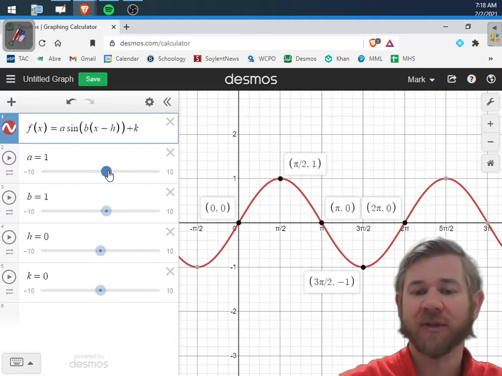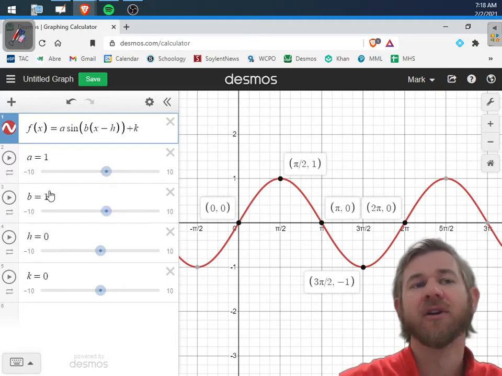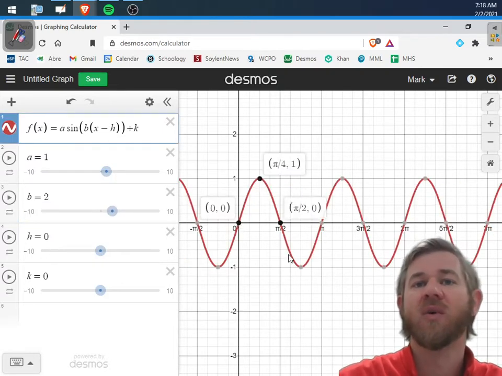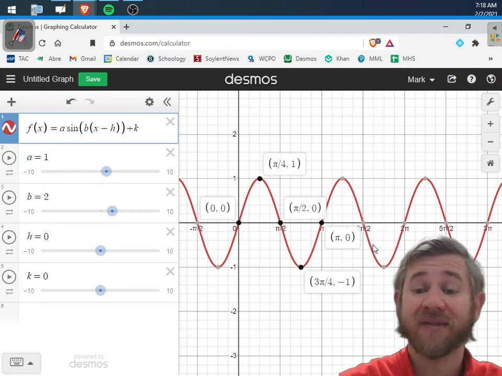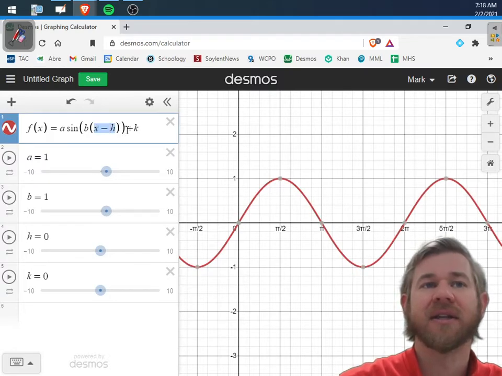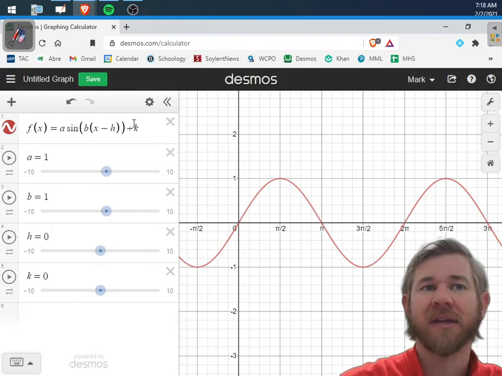But if you change the amplitude, you make it taller. B changes the period, so for example, if I make that 2, now instead of taking 2 pi to go one cycle, you can think of it as being twice as fast. It only takes 1 pi to do a cycle. We've done both of those things, but what we have not done is this x minus h and then this plus k thing. So let's first talk about the easier one, the plus k.